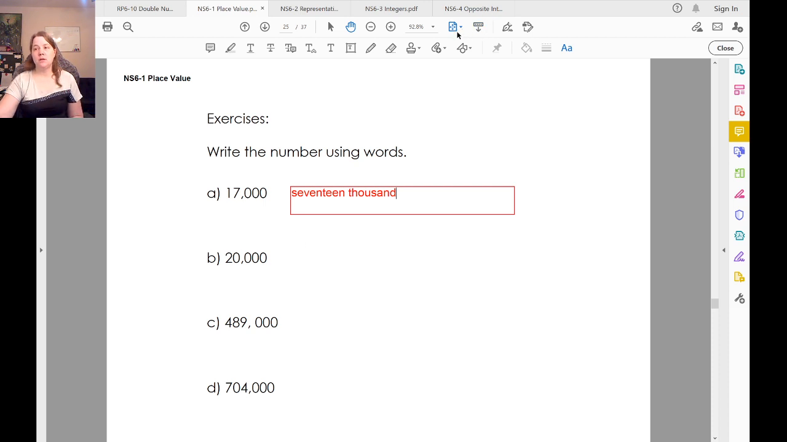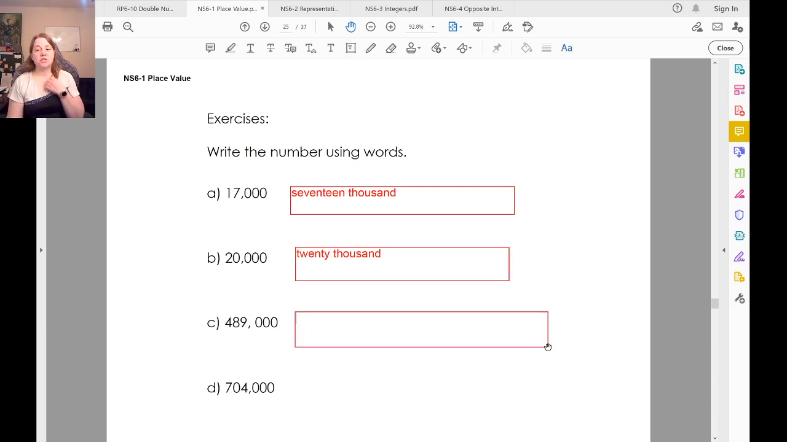Welcome back. So here, this first one, 17,000. The second one would be 20,000. The one after that gets a little bit more challenging because there's something in the 100,000s place, but we've got this. 489,000. So we put everything that's in the thousands place before we write down the word thousand.